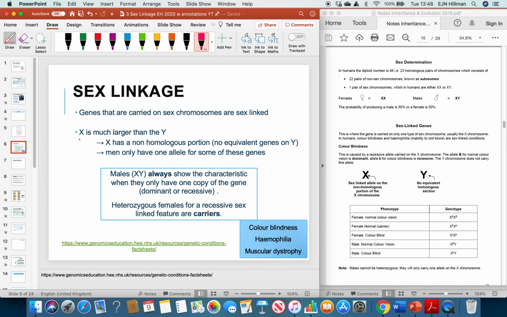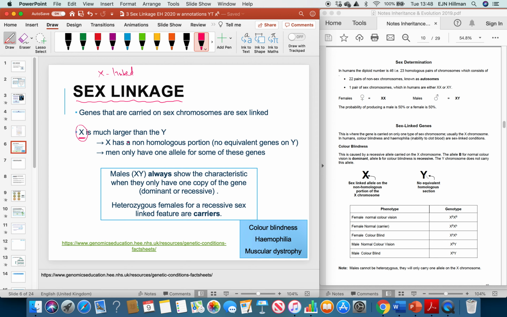Okay, now as the X chromosome is so much larger than the Y chromosome, it's likely, and in fact all of the examples that will be used on the A-level exams, those genes will be linked to the X chromosome. So we can think of sex linkage as X-linked as well. Okay, use the term sex linkage, but we will only ever consider X-linked genes.